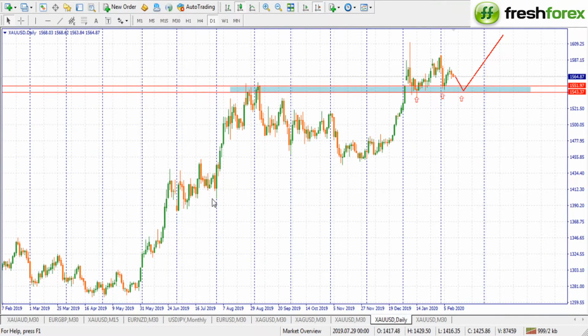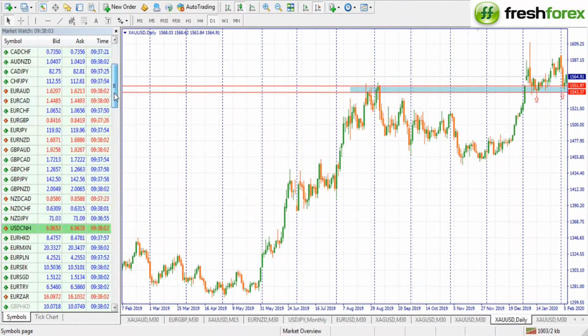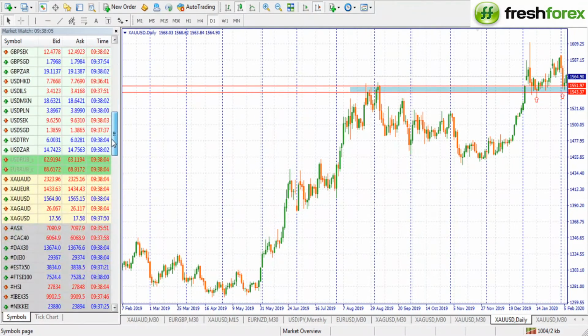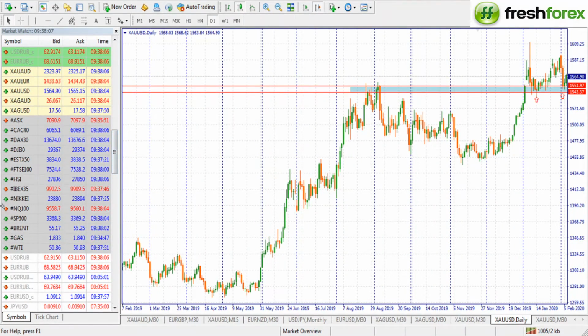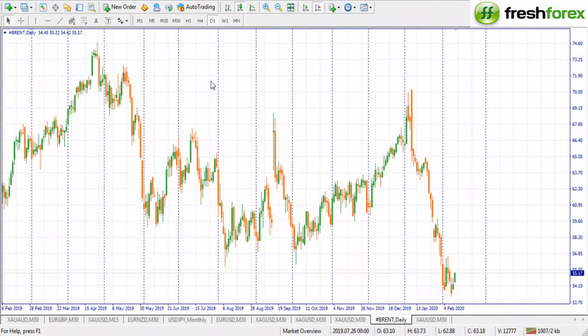So we move forward to our next symbol, Brent oil. Brent oil is here. Brent oil is bearish, as mentioned yesterday. This is still a sell. So the price needs to pull back up to this point for us to start selling it.